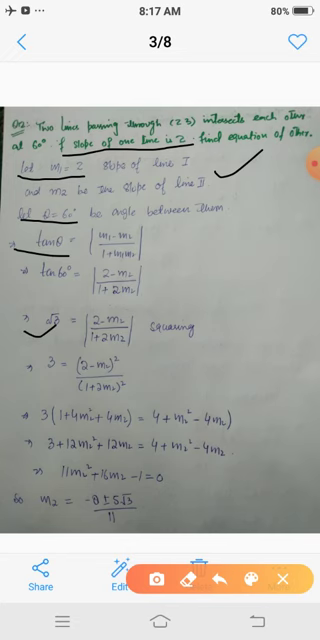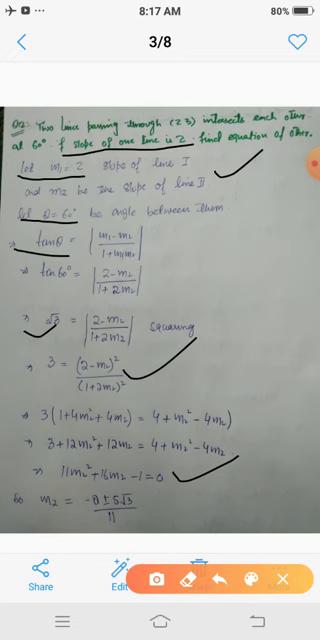On squaring, we simply get 3 equals (2 minus m2) square upon (1 plus 2 m2) square, because 2 minus m2 upon 1 plus 2 m2 is either positive or negative, and the square of any positive or negative is again positive. So simply on squaring, we get 3 equals this quantity. By cross multiplication, we simply get 11 m2 square plus 16 m2 minus 1 equals 0.